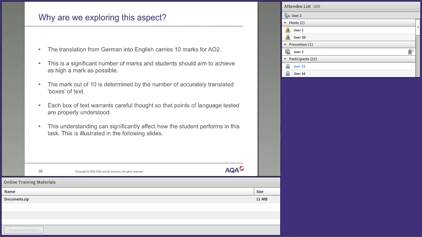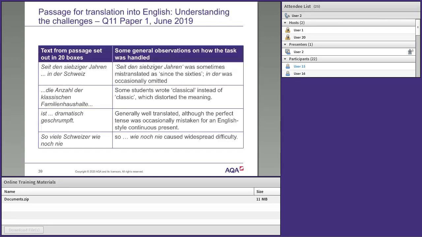Again, this is divided up into boxes of text that need to be accurately translated. So each box of text warrants careful thought, so that the points of language tested are properly understood, so that they recognise that something is a passive or a future or whatever. And this understanding can significantly affect how the student performs in this task, and this is illustrated in the slides on the question from last year. So again, it's divided up into 20 boxes.